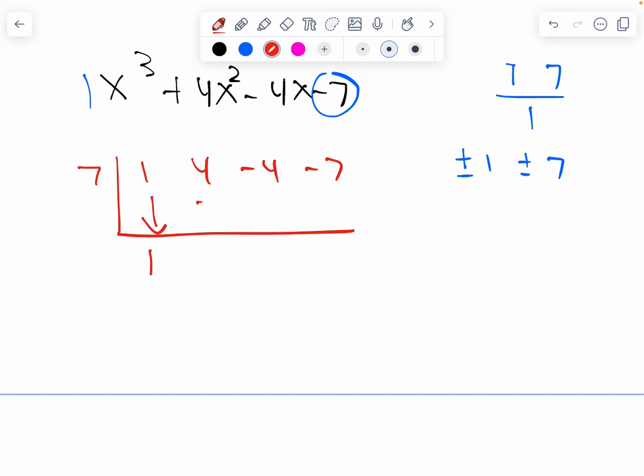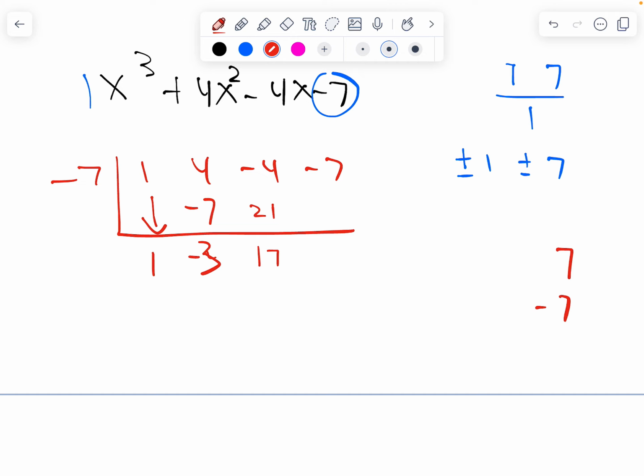Bring this down as 1, I got 7, I got 11, I got 77, and at this point, I give up. So I have given up with 7. Let's try -7. So if I try -7, let me go in here and erase these. If I try -7, that goes down, that's -7, that's going to be -3. That's going to be +21, and I'm already seeing this probably isn't going to work out for me. Okay, so I have gotten rid of 7 and -7.